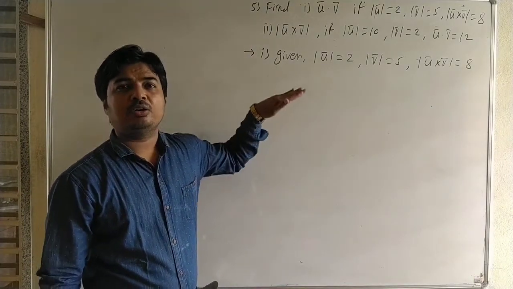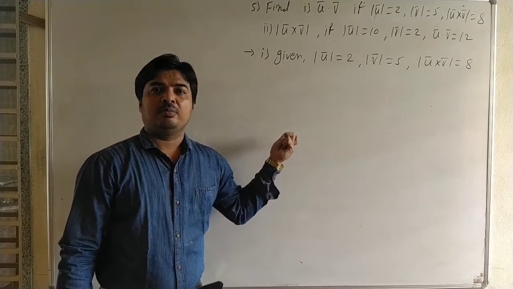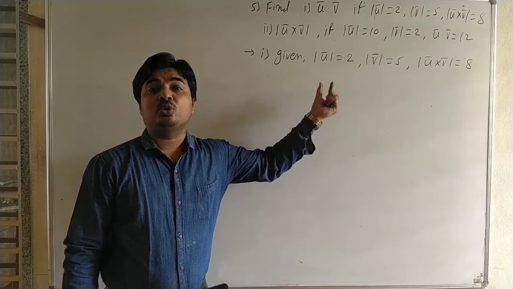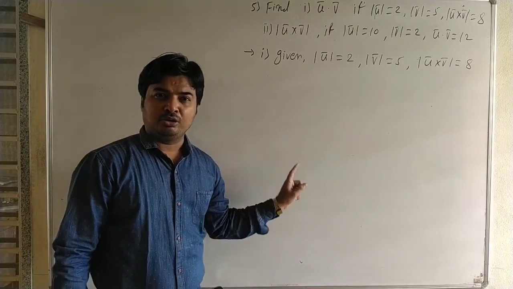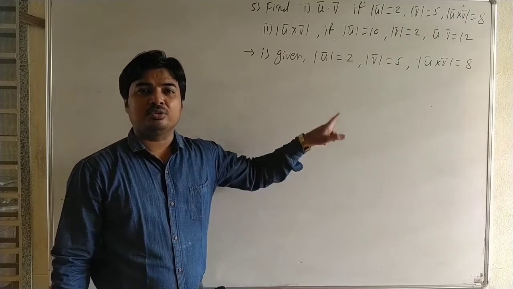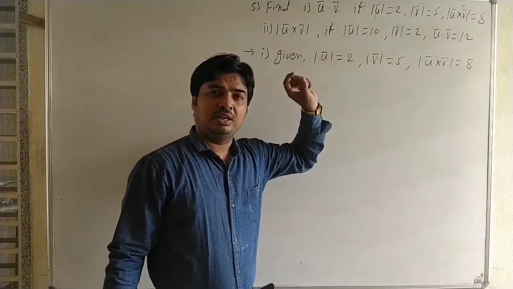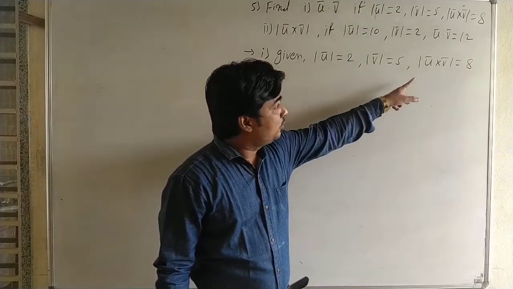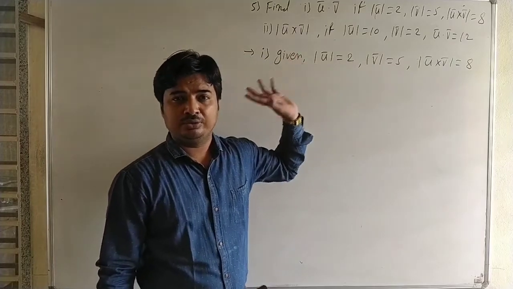The dot product is magnitude of a bar into magnitude of b bar into cos theta, and the cross product is magnitude of a bar into magnitude of b bar into sin theta into n cap. When we take the magnitude of the cross product, it is magnitude of u bar into magnitude of phi bar into sin theta only.